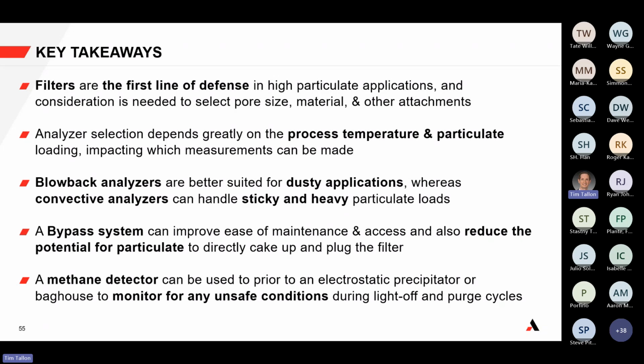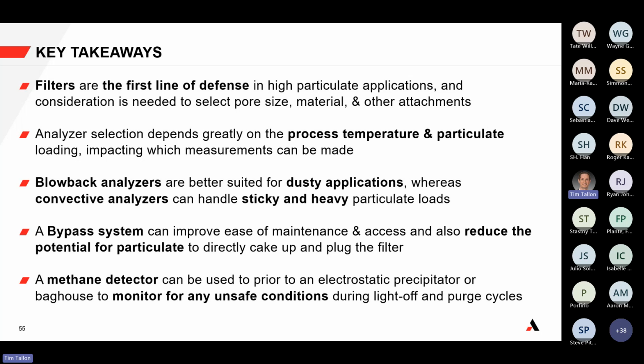And then as far as installation style, really the bypass system has been something that has proven itself over time to improve the ease of maintenance and access of the analyzer and the probe, but also to reduce the potential for plugging and direct caking onto the filter itself. It does provide at least a dropout mechanism for reducing that.